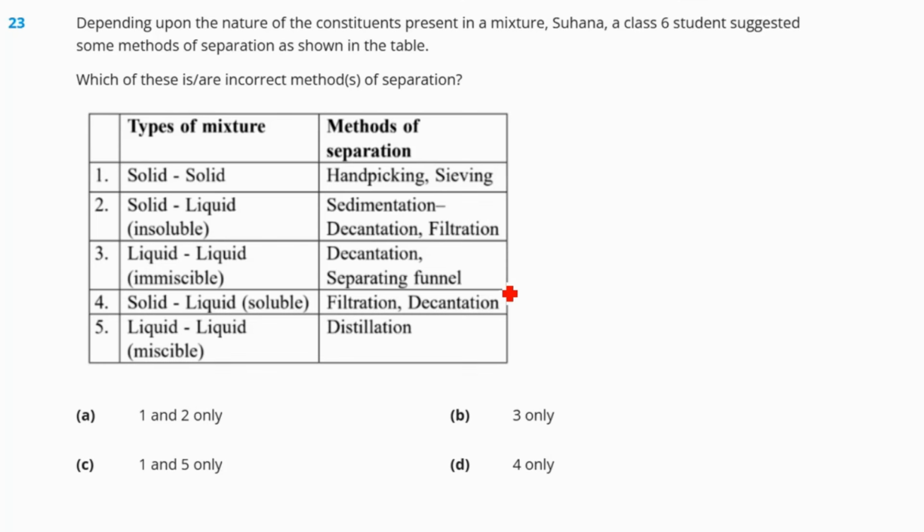Correct. Liquid, immiscible. Decantation, separating funnel. Correct. Solid, liquid, soluble. Filtration and decantation. No, this can be done by evaporation. So 4 is false. Liquid, miscible, distillation. Correct. So our correct answer is option number D, 4 only. Okay.